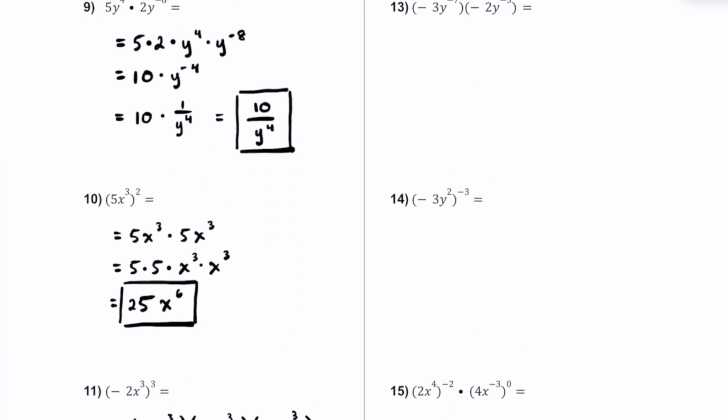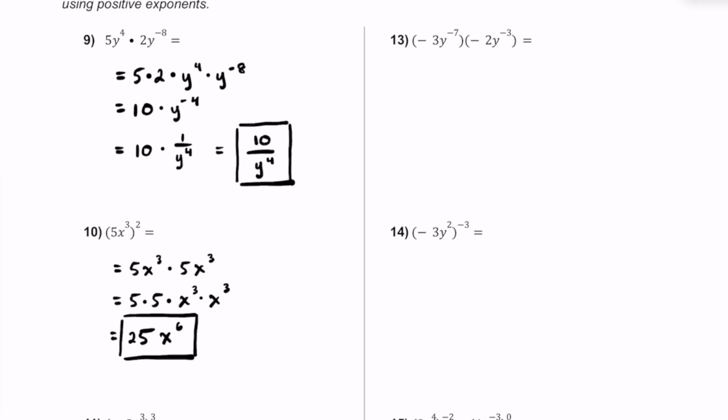For number 13, looks like we have a product here. I'm going to go ahead and rearrange this a little bit so it's more clear. Let's see, we have this negative 3. We're also going to be multiplying it by this negative 2, so I'm going to multiply by negative 2 and use parentheses just so it's a little bit more clear. Then we're going to be multiplying this by y to the negative 7th power, multiplied by y to the negative 3rd power.